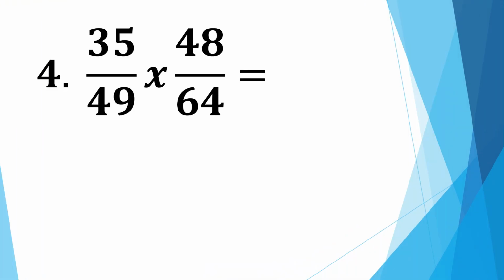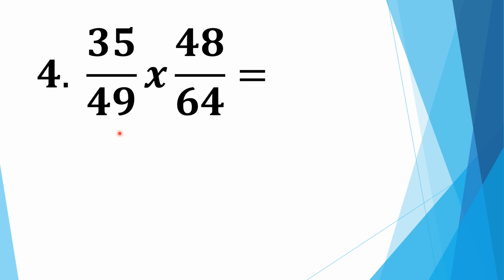Number 4. 35/49 times 48/64. If we multiply 35 and 48, the product is too big or a bigger number. The same with 49 and 64. Before multiplying the numerators and the denominators, let us simplify first. Let us factor out the numbers.